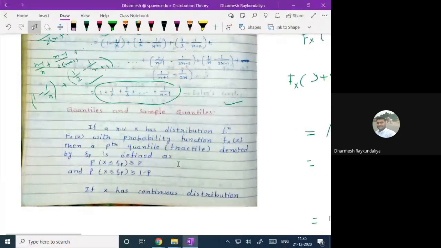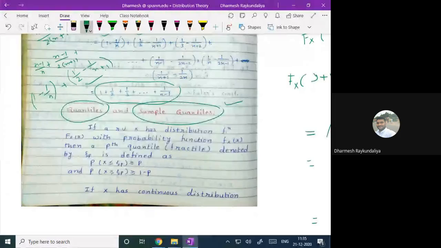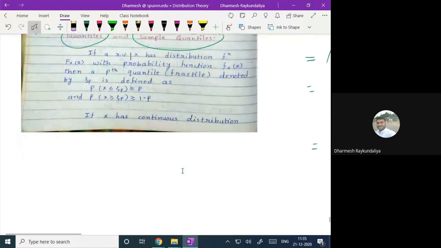So in the next lectures, we will discuss quartiles, and then we will obtain the distribution of sample quartiles. As I told you, if you are finding the quantiles, quartiles are the special case. Here we are interested in finding the pth quantile. So xi p is nothing but the pth quantile.